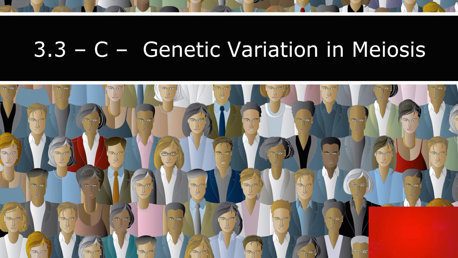Okay, so to finish out the 3.3a unit, we're going to be talking about ways that we get genetic variation through meiosis. So you'll probably already know that you're not identical to your siblings, even though you share so many genes with them, you're not identical to your parents. So we're going to talk about some of the mechanisms of how that occurs. And we've already touched on some of them, but we're going to be looking at them more in depth right now.